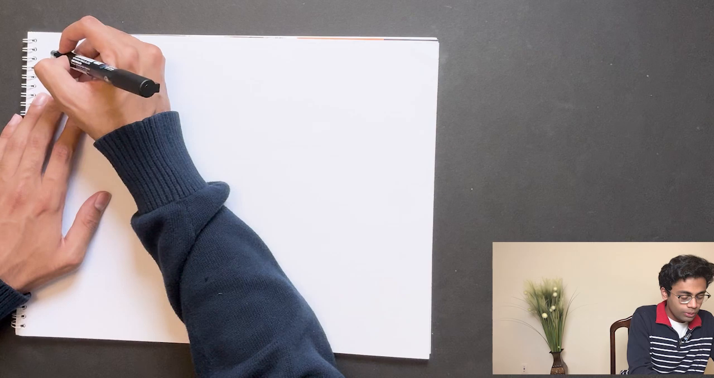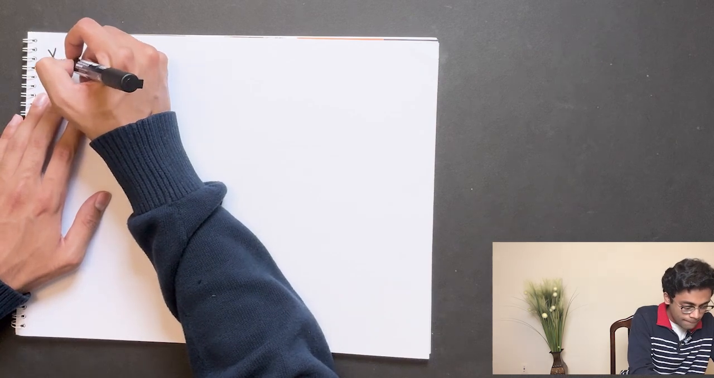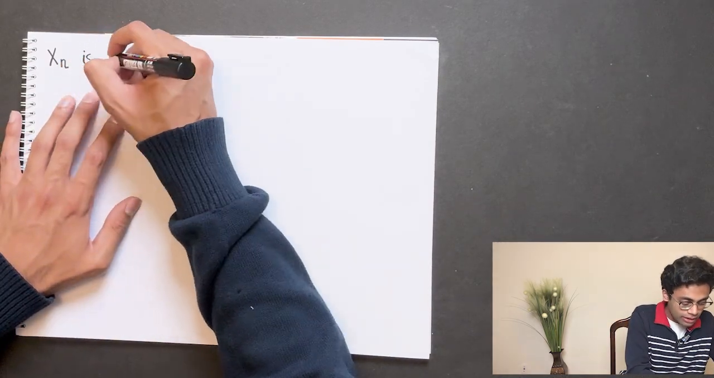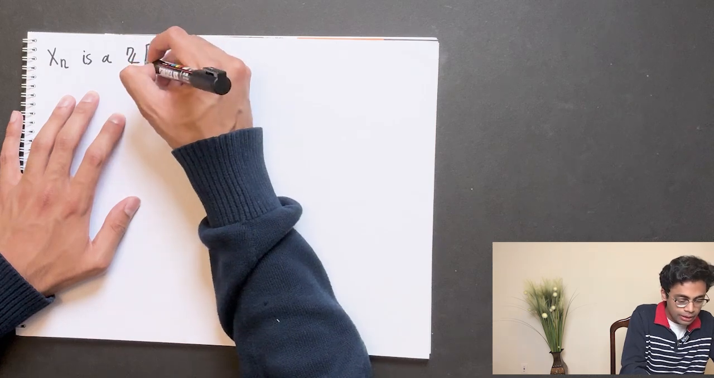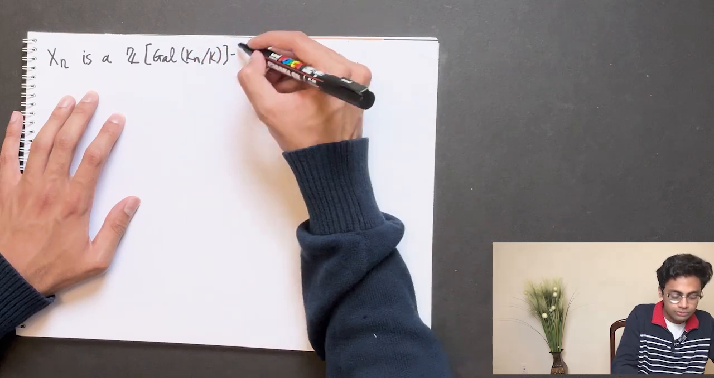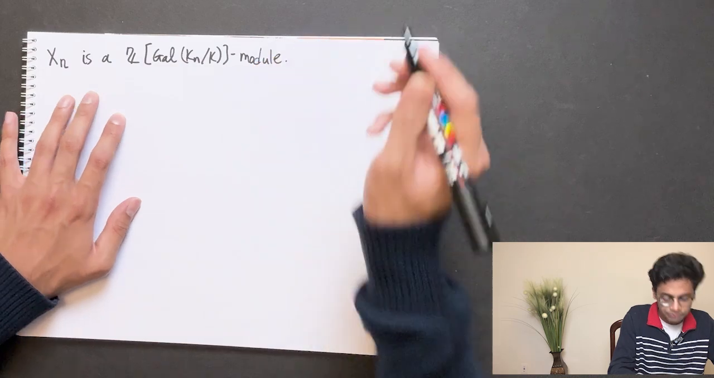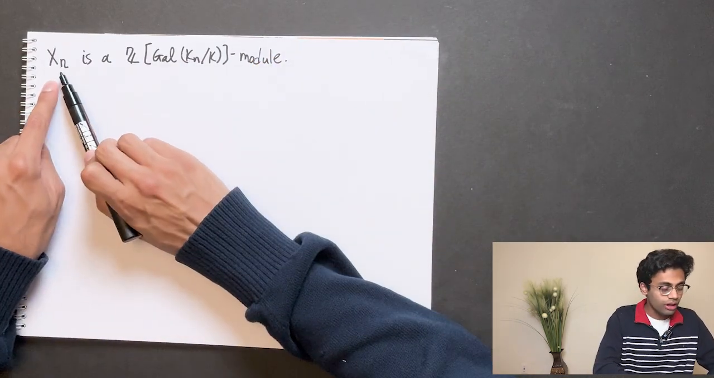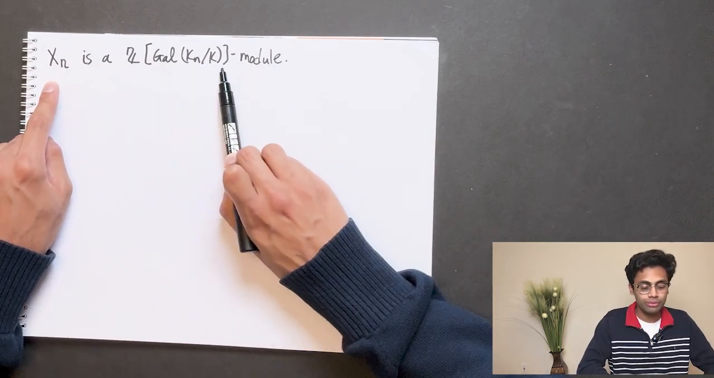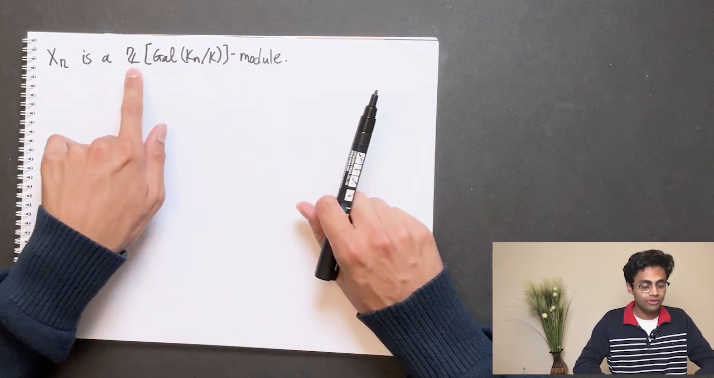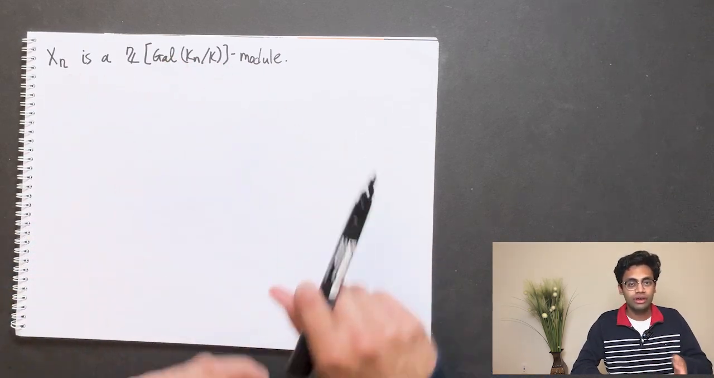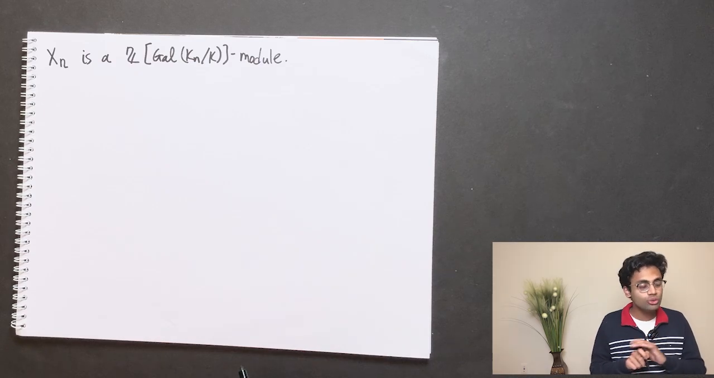So let's use that. Let's rephrase what we have in the language of commutative algebra. So Xn is a Z[Gal(Kn/K)]-module. Okay, what does this mean? Well, first of all, it's an abelian group, so it's a Z-module. And furthermore, it has an action of this Galois group. So this is the group ring Z[Gal(Kn/K)]. So this is just rephrasing what we saw in the previous page. But we can actually do a little bit better.